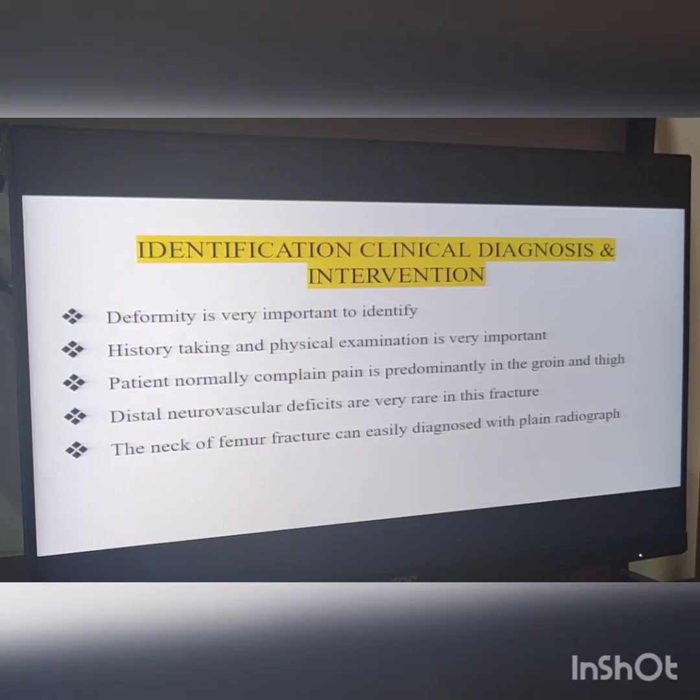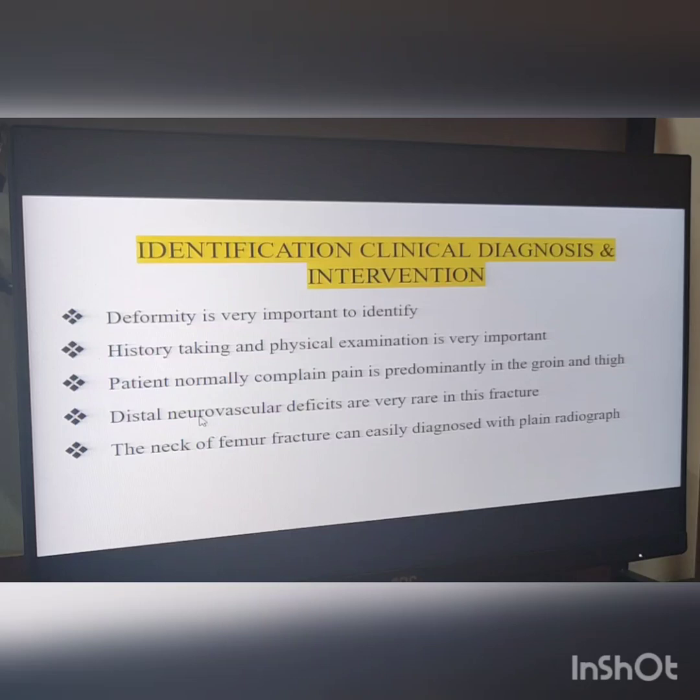An elderly patient with a low energy impact, like a fall, can easily break a bone. So we cannot simply assume it's a soft tissue injury or that the patient is okay. Distal neurovascular deficits are very rare in this case. Fortunately, neurovascular deficits do not happen in neck of femur fracture.